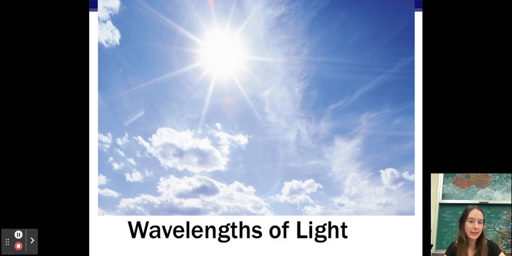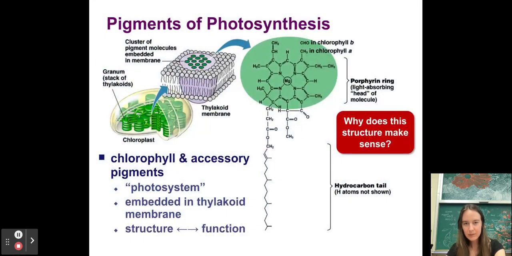Let's talk a little bit about light. So light is also important. This is some background info you need to know before we get into the details of photosynthesis. So light travels from the sun in wavelengths, and light is captured by pigment molecules that are found in the thylakoid.